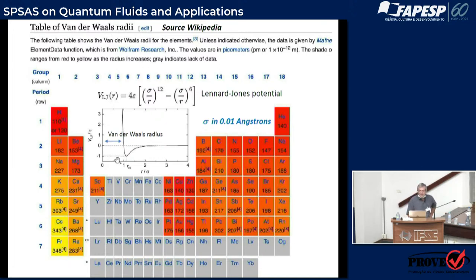And this is just a table I took from Wikipedia, just for you to have an idea of the van der Waals radius. Why? That is the distance, I mean, the zero crossing of the potential. So it has a big wall here that comes from this term, and the long range tail from this 1 over r to the 6. And you see that this van der Waals radius is about a couple of angstroms, depending on the pair of atoms.